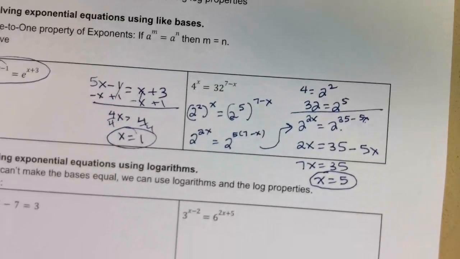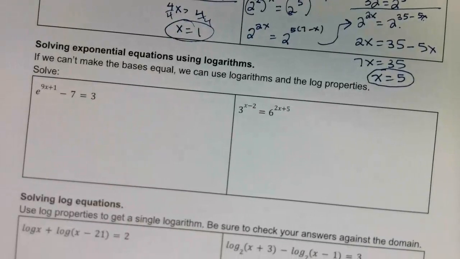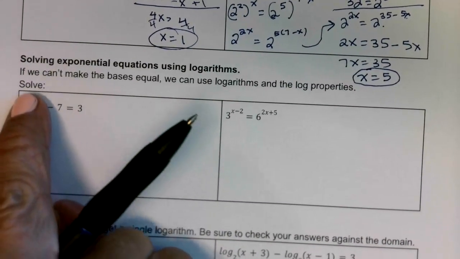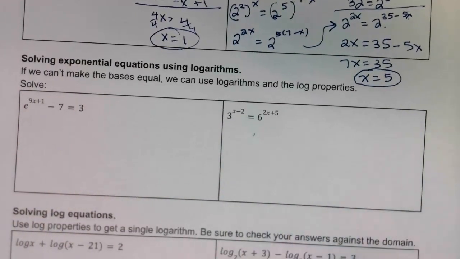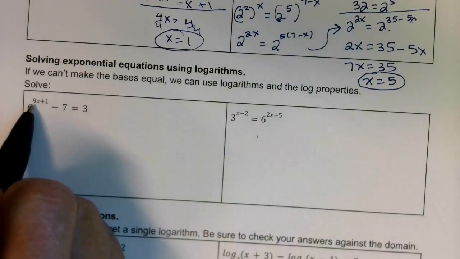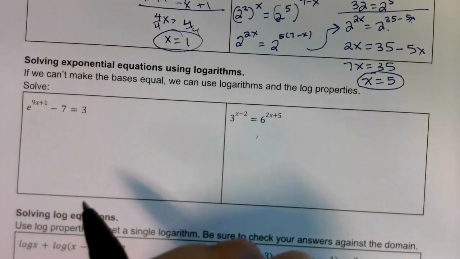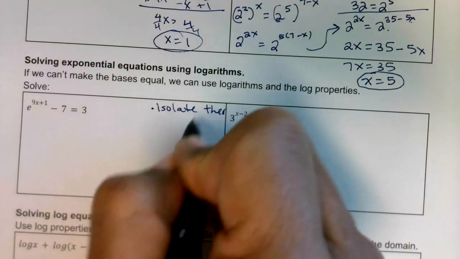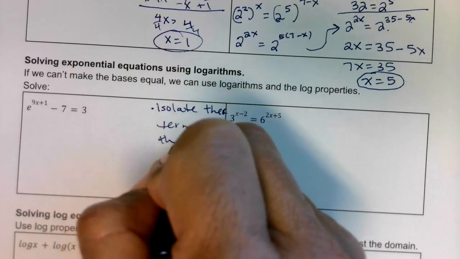Okay. So if you can make them like bases, try to do that. If you cannot, if you don't have two equations with variables in the exponent position, or the bases are just totally different, then what we're going to do is use logarithms. So on our first one, I have e to the 9x plus 1 minus 7 equals 3. So the first thing we're going to want to do is isolate, if we can, the term with the exponent.